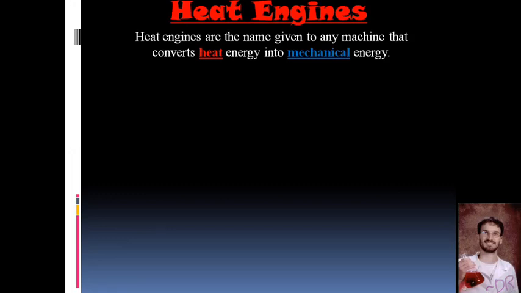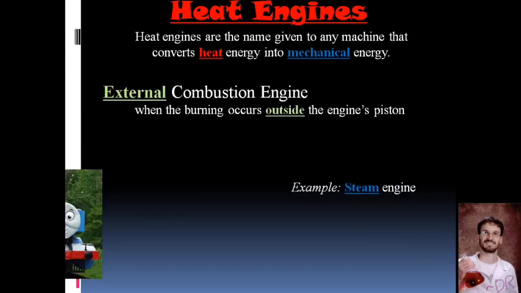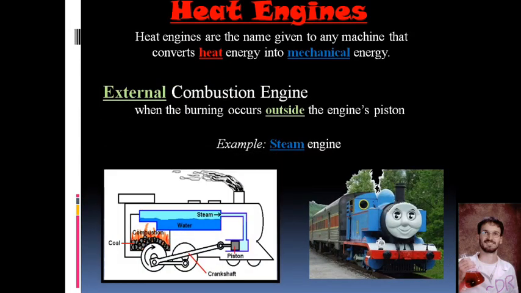So a heat engine is the name given to anything that turns heat energy into mechanical energy. So you know what heat energy is. Mechanical energy is the energy of motion. So kinetic energy is an example of mechanical energy. So there's two kinds of heat engines. There's the external combustion engine. And this is when the actual burning or the actual heat origin is found outside the piston of the engine.